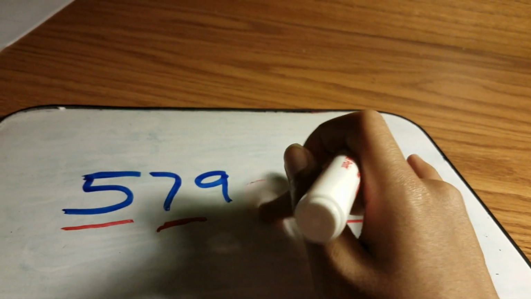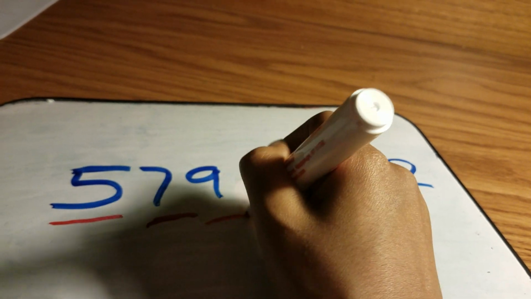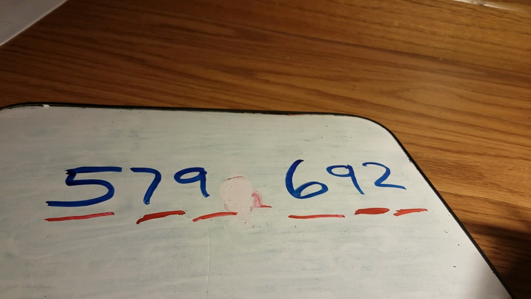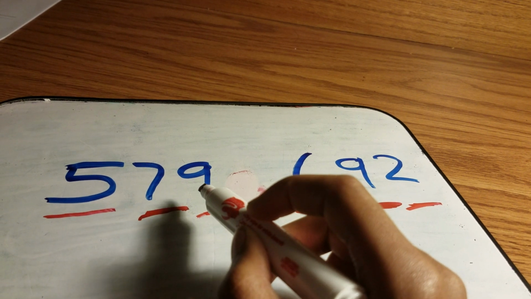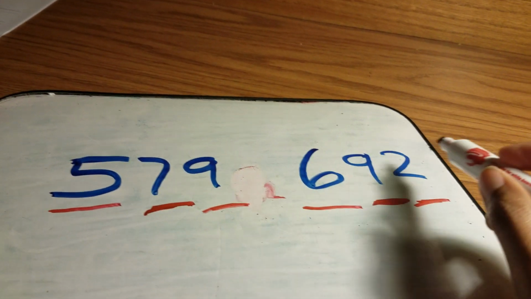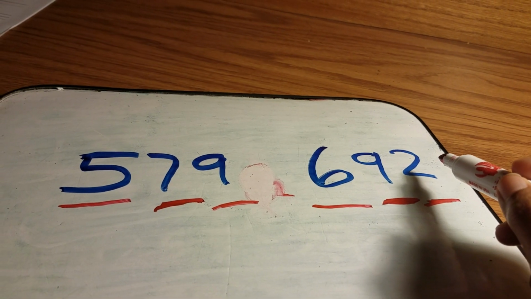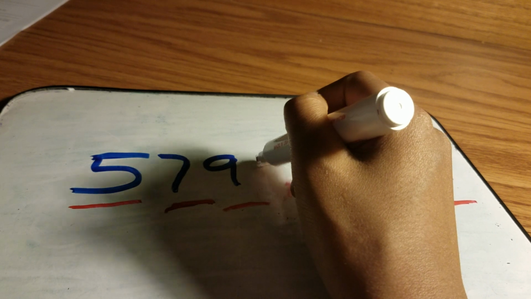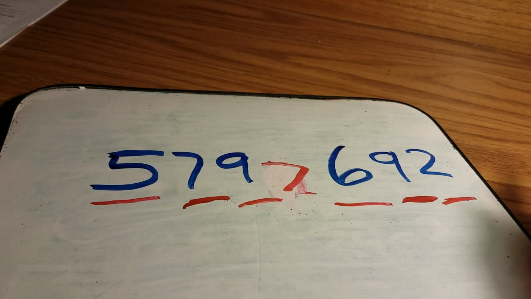Now let's look at the ones place value. We have 9 and 2. In this place value, we have a larger number over here. We have 9 here and 2 here. So if we're comparing the ones place value, 579 would be the larger number.